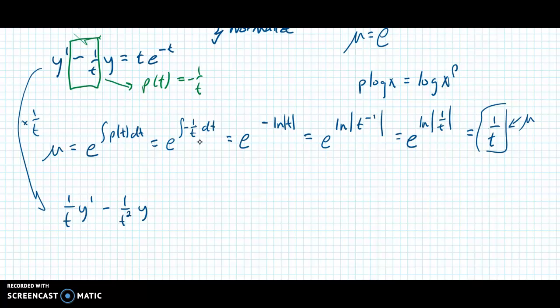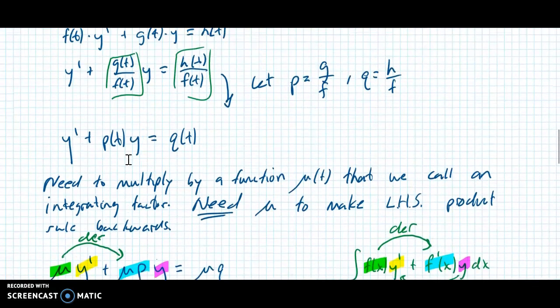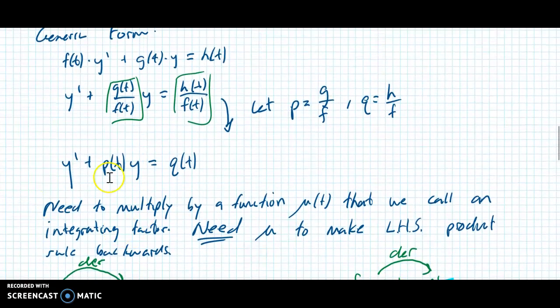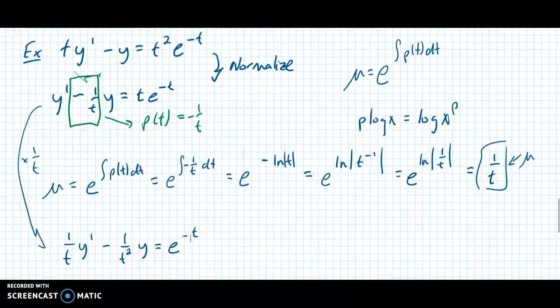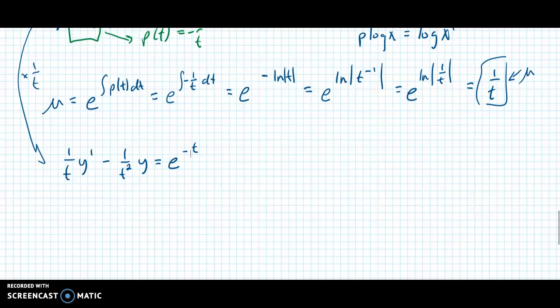T squared y equals, oh, look, it works out great on the right side, e to the negative t. Now, look at that for a moment and think about what we started with way up at the top. Think about all that product rule backwards that we did. It's right there. That's what it is.